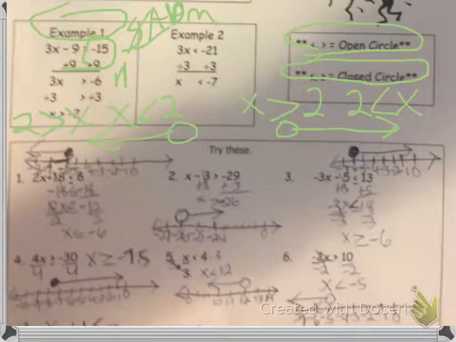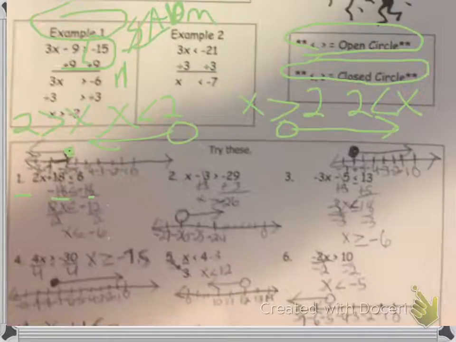Now if you look at example number 1 right here, subtracted 18 from both sides. Alright, ended up with negative 12 divided by 2. I got x is less than or equal to negative 6. Notice on negative 6 I put a closed in circle here going to the left because less than goes to the left. L left, less left.